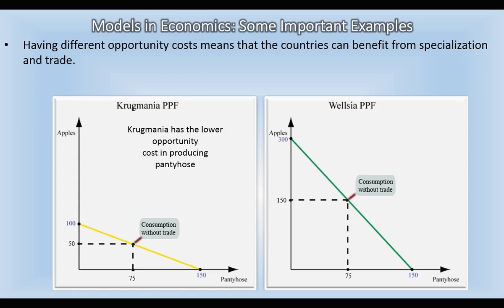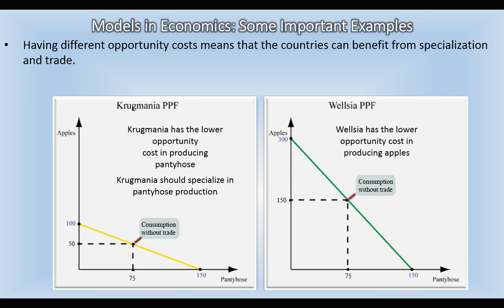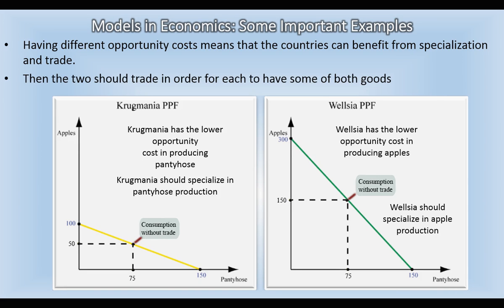So again, we know that Krugmania has a lower opportunity cost in producing pantyhose, so it has the comparative advantage in producing pantyhose. So Krugmania should specialize in pantyhose production because it has the comparative advantage. Wellesley has a lower opportunity cost in producing apples, so it should only focus on producing apples. It should specialize in apple production. And then once they both specialize, they should both trade in order for each to have some of both goods. Because obviously, if they don't trade, they'll only wind up with the one good they have a comparative advantage in, which is silly because the whole point of taking advantage of their comparative advantage is to gain from trading with others.